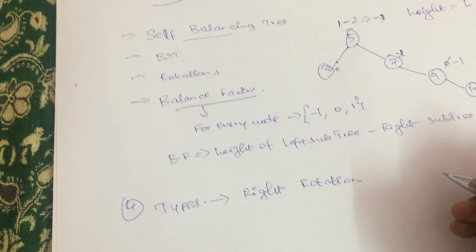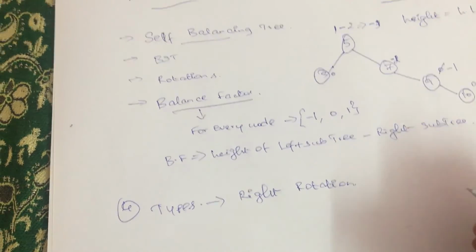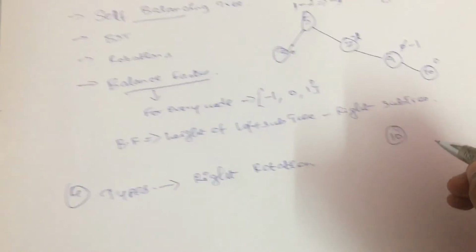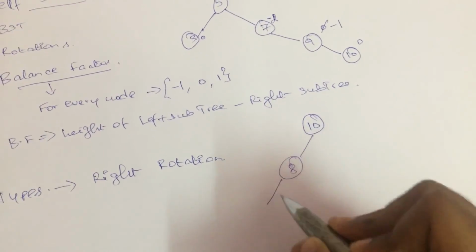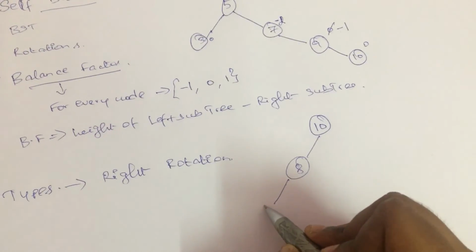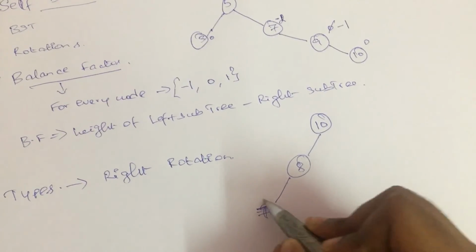So first one consists of a right rotation. For example, now assume that I have a value 10 as a root node. Let's assume 10 has a left side node of 8 and 8 has a left side node of 7. So let's assume in this way.